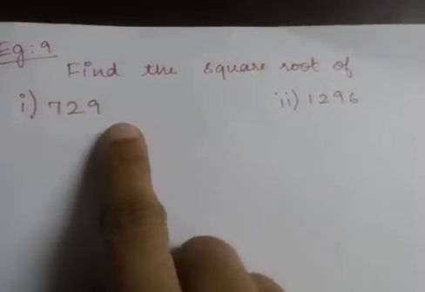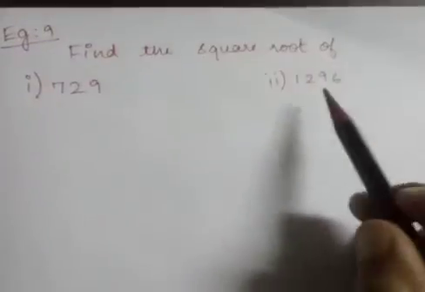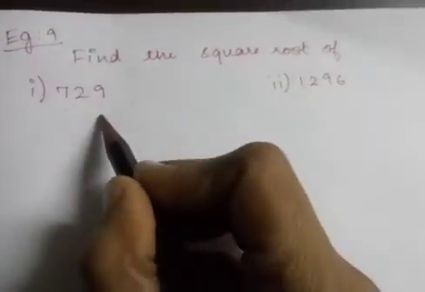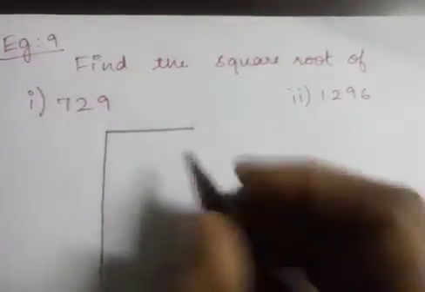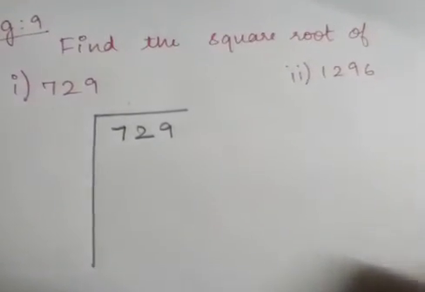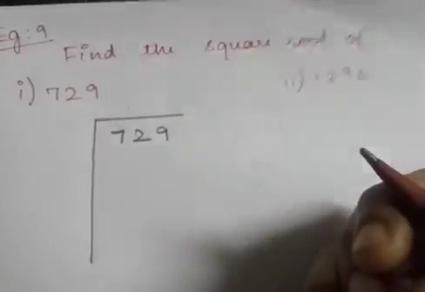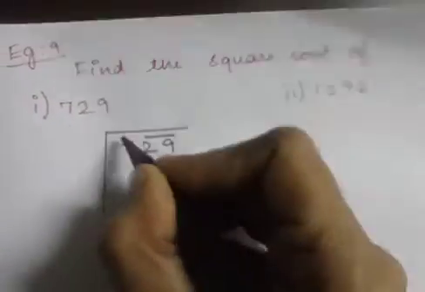Find the square root of 729. Okay. We are going to find the square root of 729. So what should you do? As usual, division. See children, if you work out more problems in this method only, you will get clear understanding about this problem. Okay. So first what should you do? You should do the pairing.